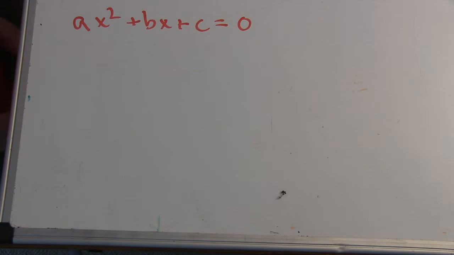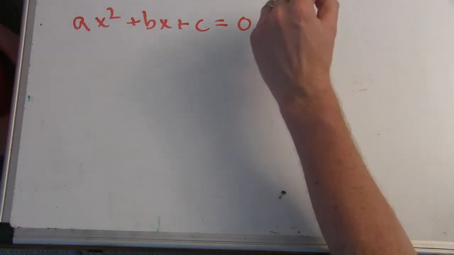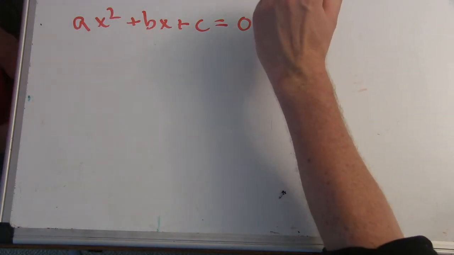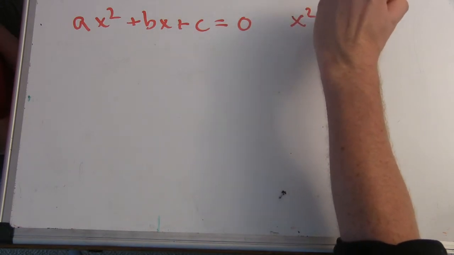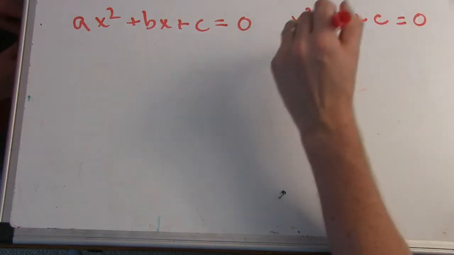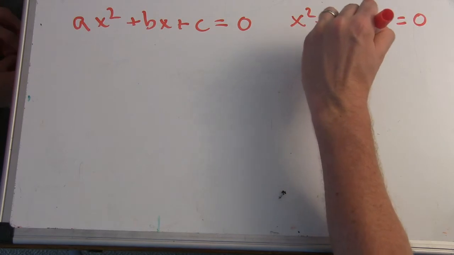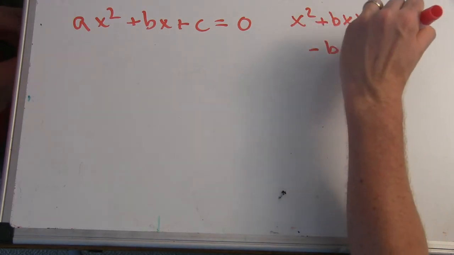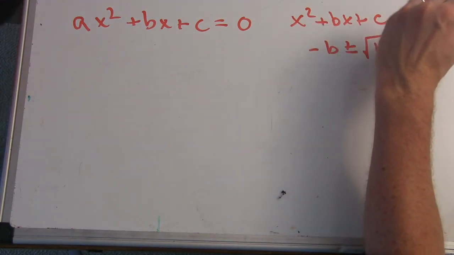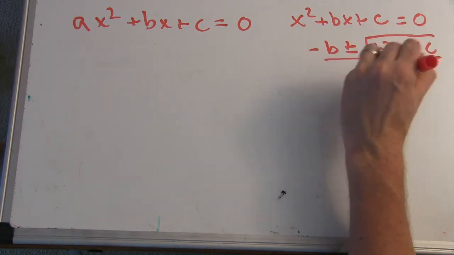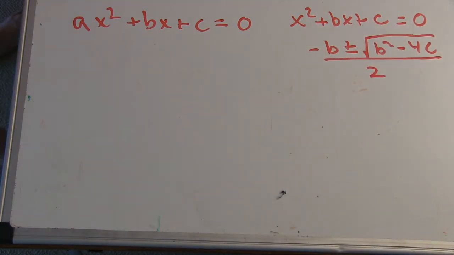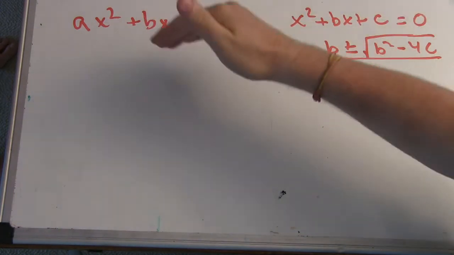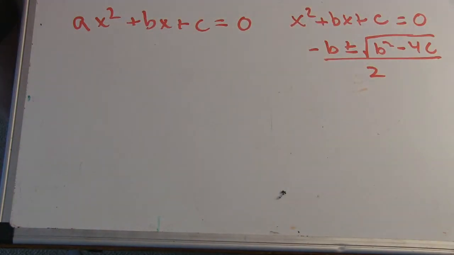No, actually, before I do that, let me just put it over here, that for x squared plus bx plus c, we just found the roots were negative b plus or minus the square root of b squared minus 4c, over 2. So now we want to solve it in general, because we might have like 2x squared plus 5x minus 7 equals 0.